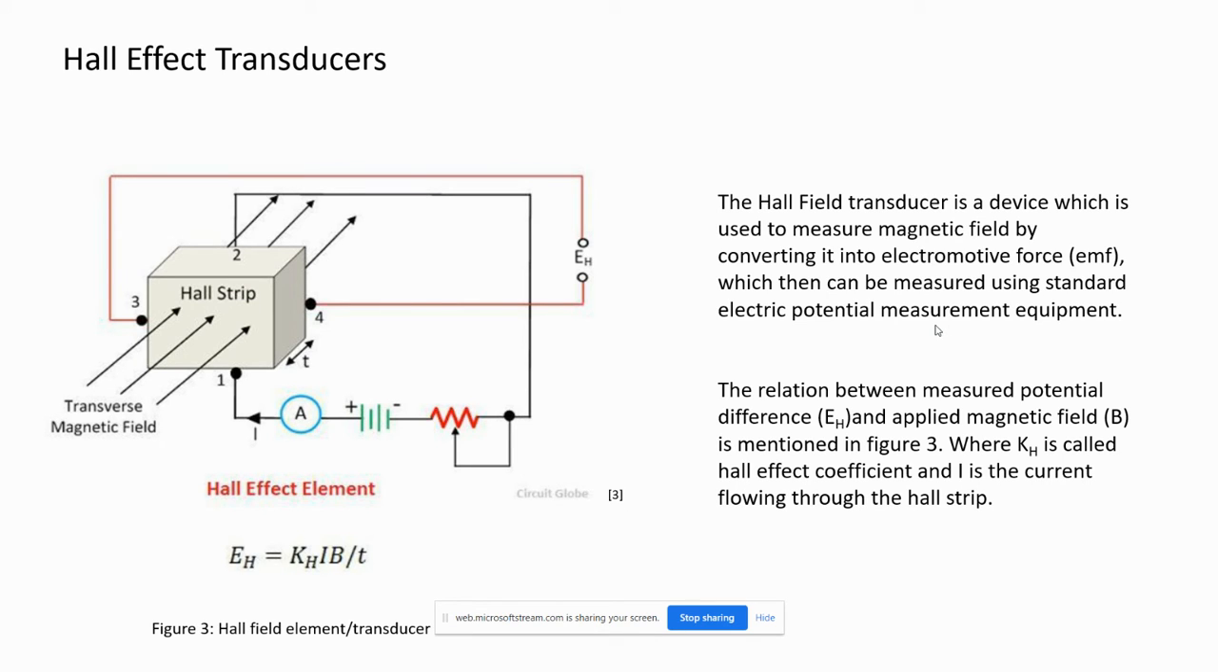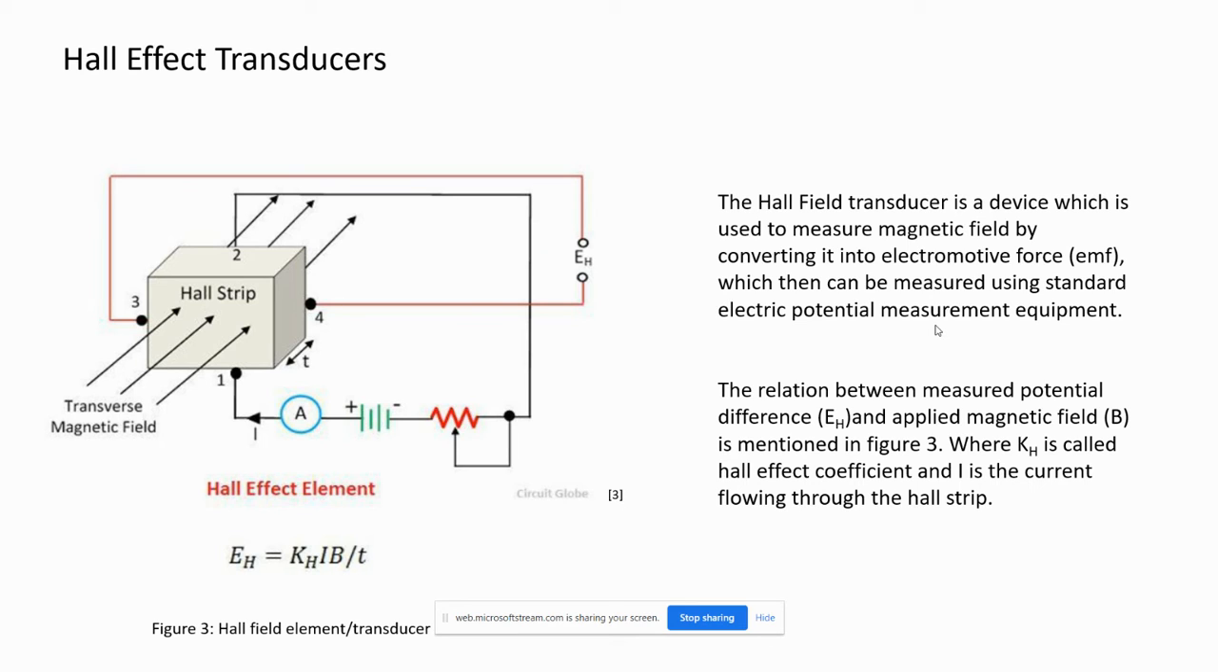As shown in the previous slide, we have a Hall strip, as we call our conducting strip, through which a current I is flowing, and an external transverse magnetic field is being applied to the Hall strip. By the presence of the magnetic field, the electrons flowing through the Hall strip will concentrate on one side of the strip, and there will be an induced EMF in the Hall strip.